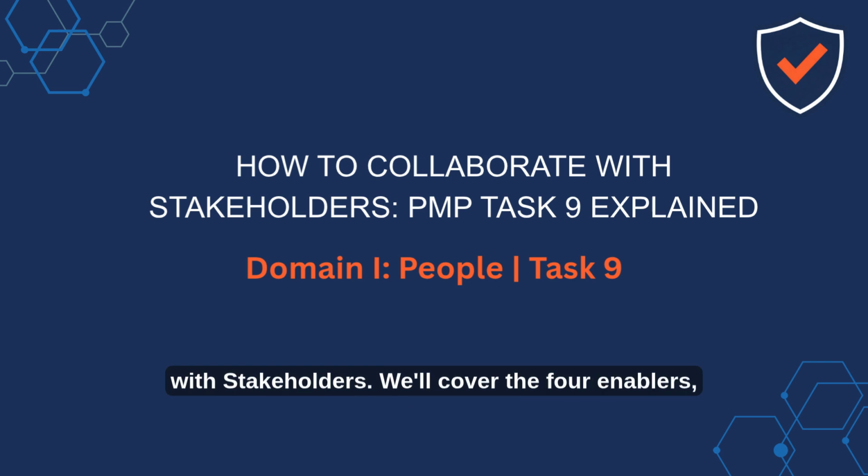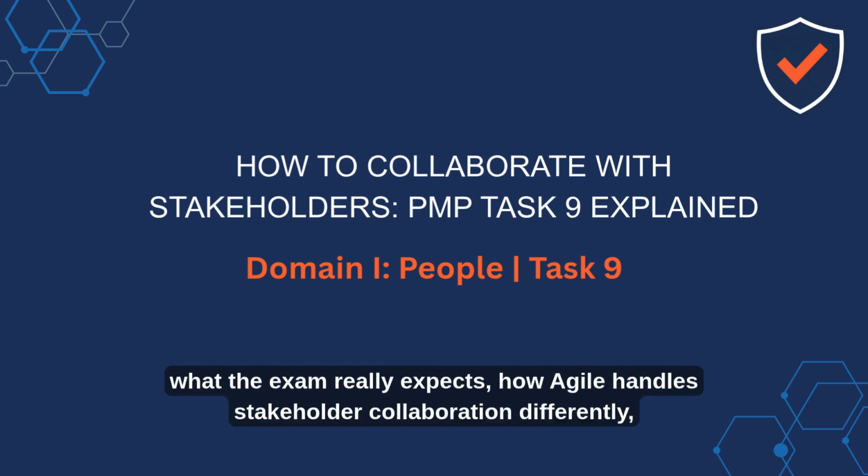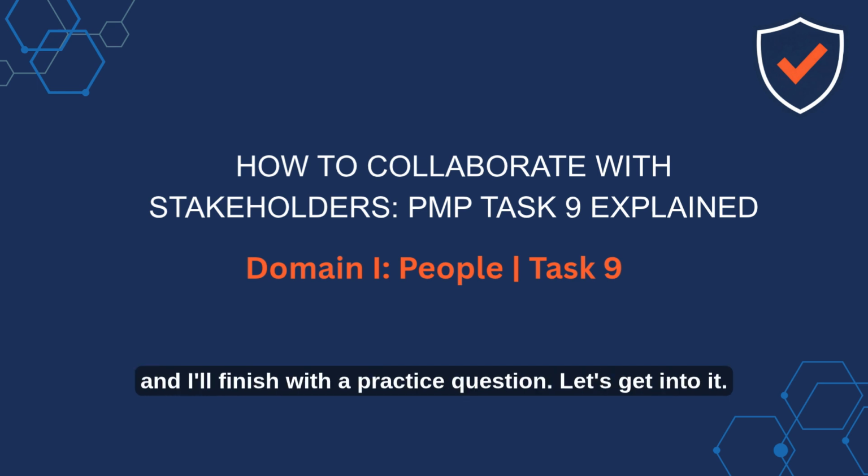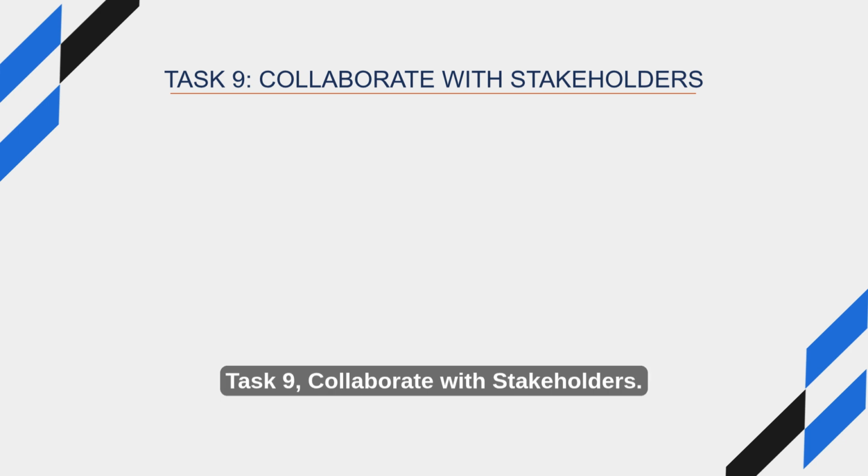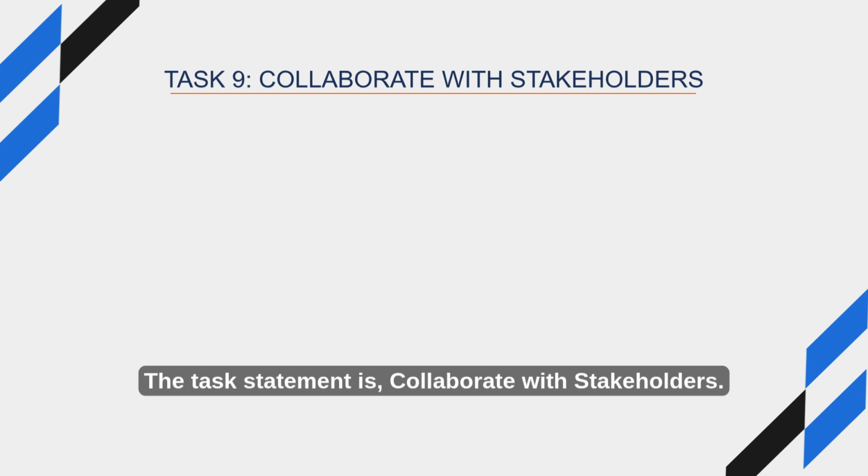Collaborate with stakeholders. We'll cover the 4 enablers, what the exam really expects, how Agile handles stakeholder collaboration differently, and I'll finish with a practice question. Let's get into it. Task 9, collaborate with stakeholders. Task 9 sits in Domain 1, People, which makes up 42% of the PMP exam. The task statement is, collaborate with stakeholders.